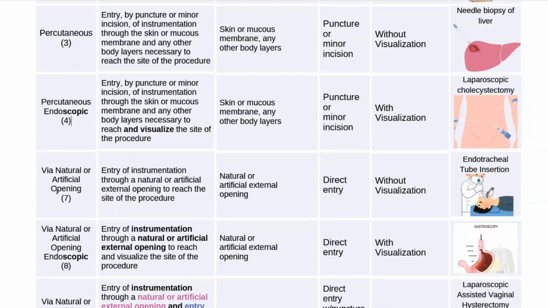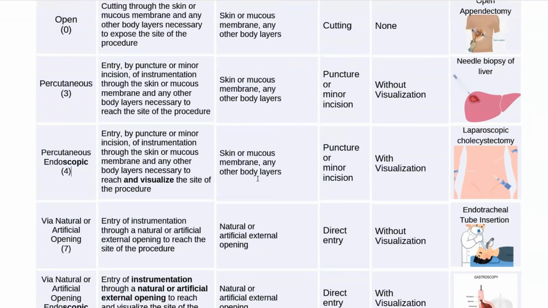All right, so now let's move on to via natural or artificial opening. This is entry of instrumentation through a natural or artificial external opening to reach the site of the procedure. Our access location is going to be a natural or artificial external opening. Remember, we looked at either the mouth is one way or the gastrointestinal stoma. This is direct entry, and we do not have visualization. We do not have a scope in this example. An example of this would be an endotracheal tube insertion. You can see here, there is no scope involved, and they are going through the mouth to put in the endotracheal tube.